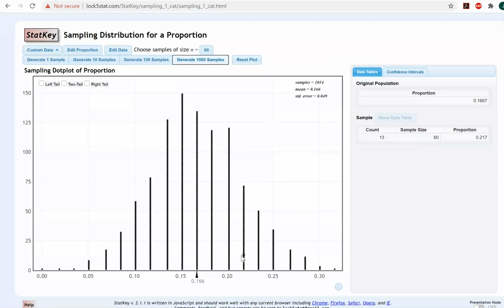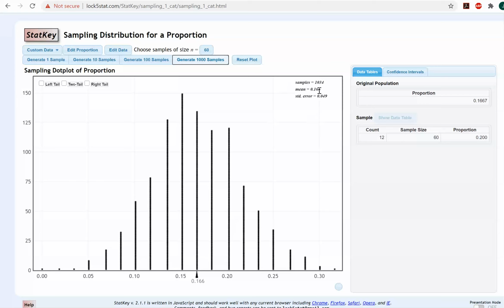So the mean of this graph is coming through in the upper right window here. We can see samples. That's just telling me how many dots are showing up here. So I have 1,034 dots here. So that's 1,034 times that I essentially rolled a fair die 60 times, and collected the proportion of ones. And it's these proportions, those sample proportions, that are being graphed here.